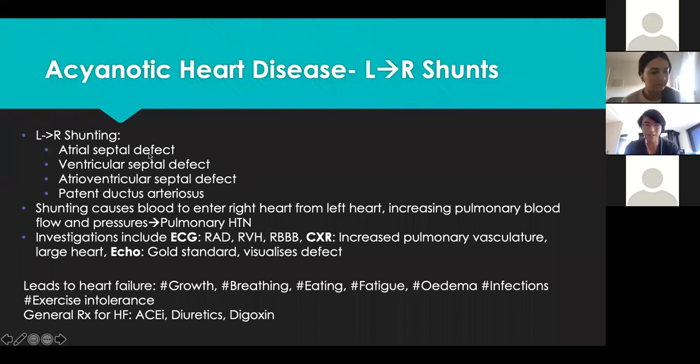Looking at acyanotic heart disease, the main things to look at with the left to right shunts are your holes in your septum. So we've got atrial septal defect, ventricular septal defect, so between the ventricles, AV septal defect, so between both the atrium and the ventricles, and your patent ductus arteriosus.